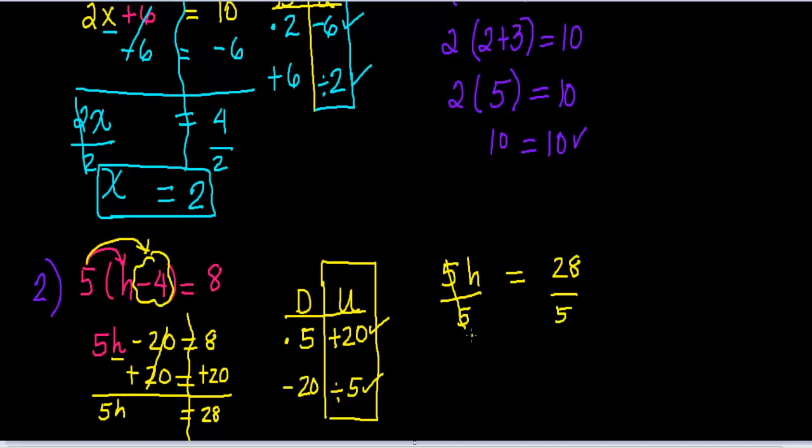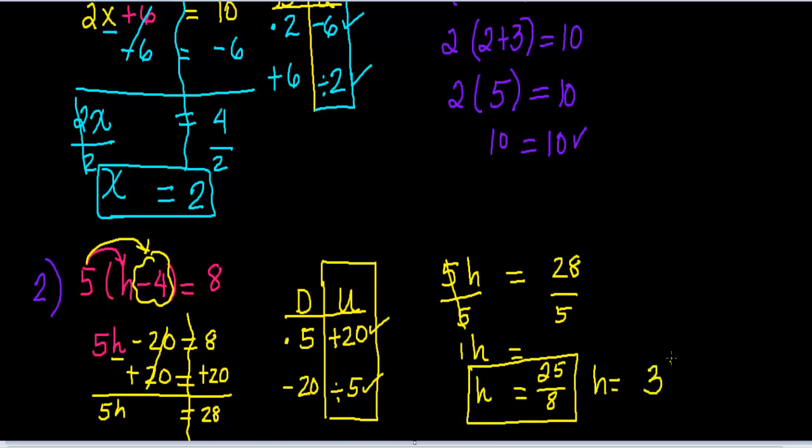5 divided by 5 is 1h equals, this is 1h, but we never write 1h when there's just 1h. 1h is the same thing as just saying h. h equals 28 over 5. And you can leave your answer as an improper fraction, or you can also write it as a mixed number, which is 5 3/5. They are equivalent answers.